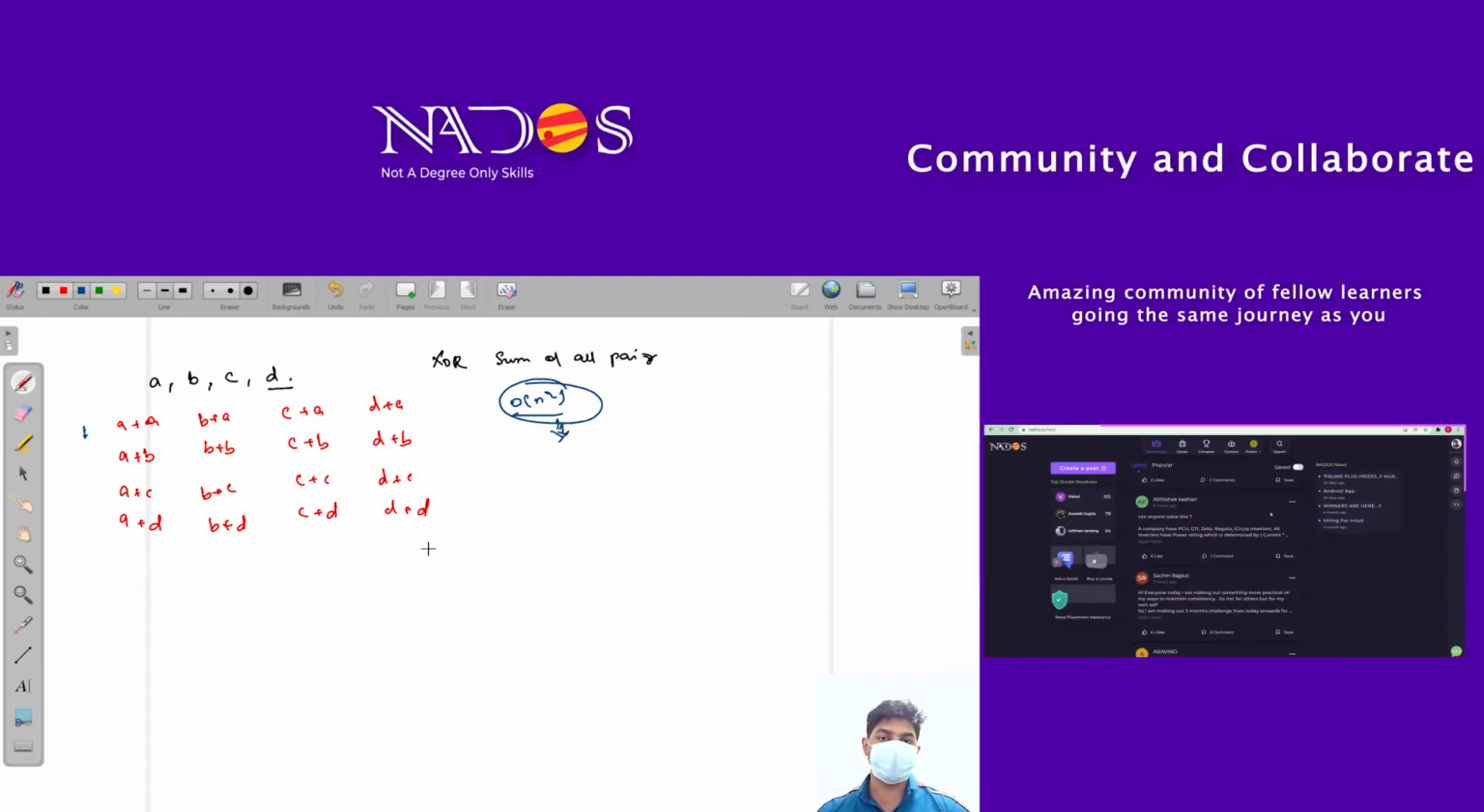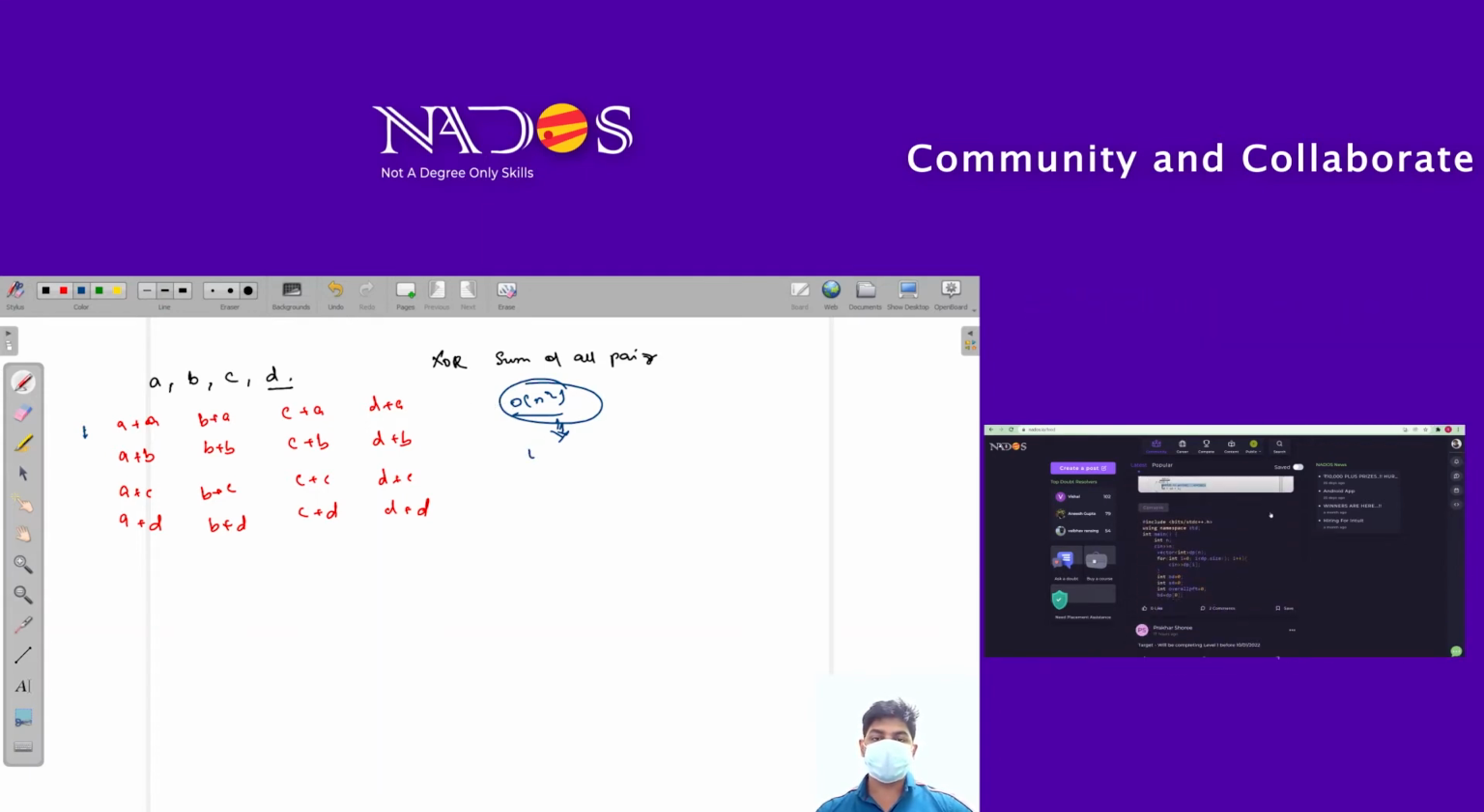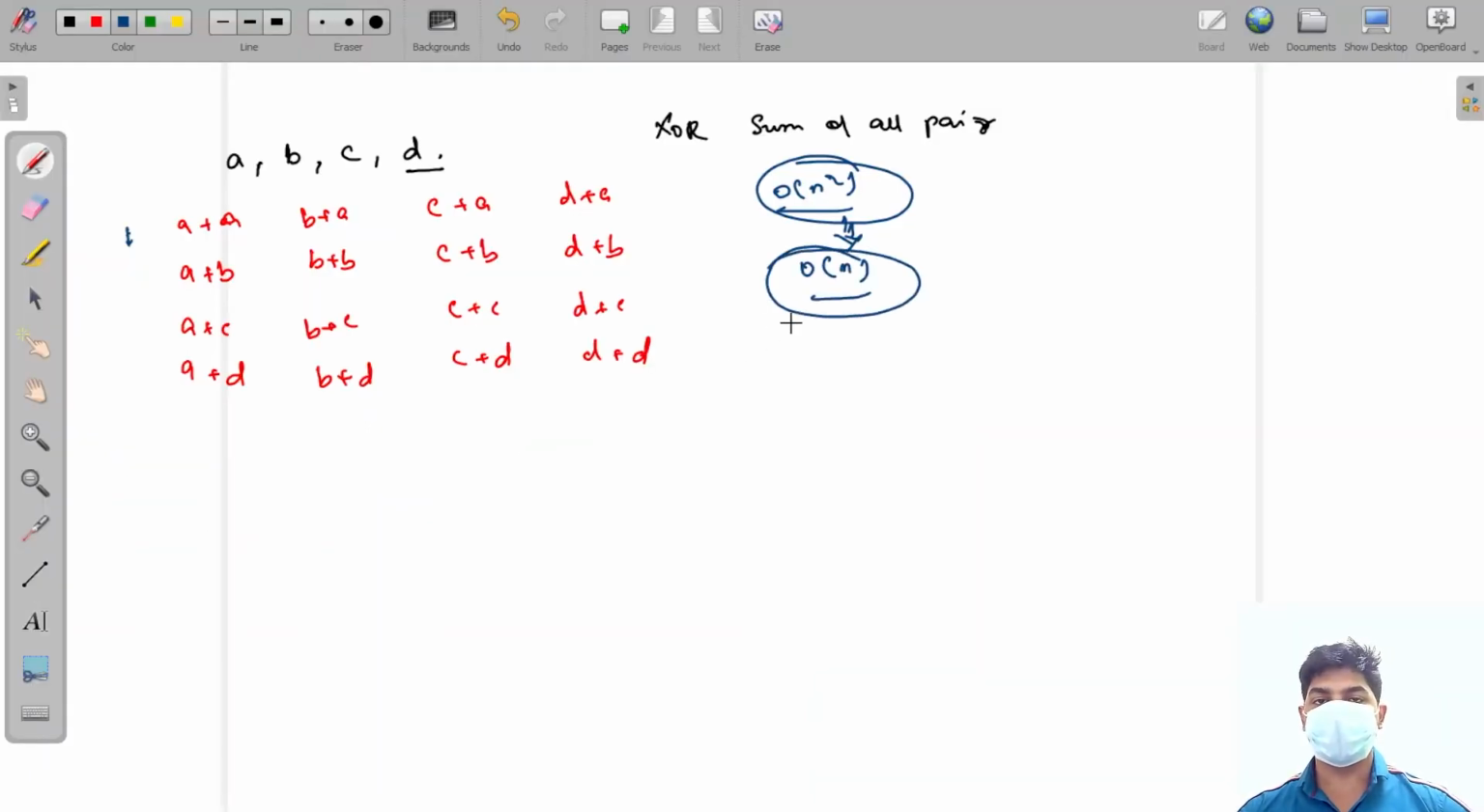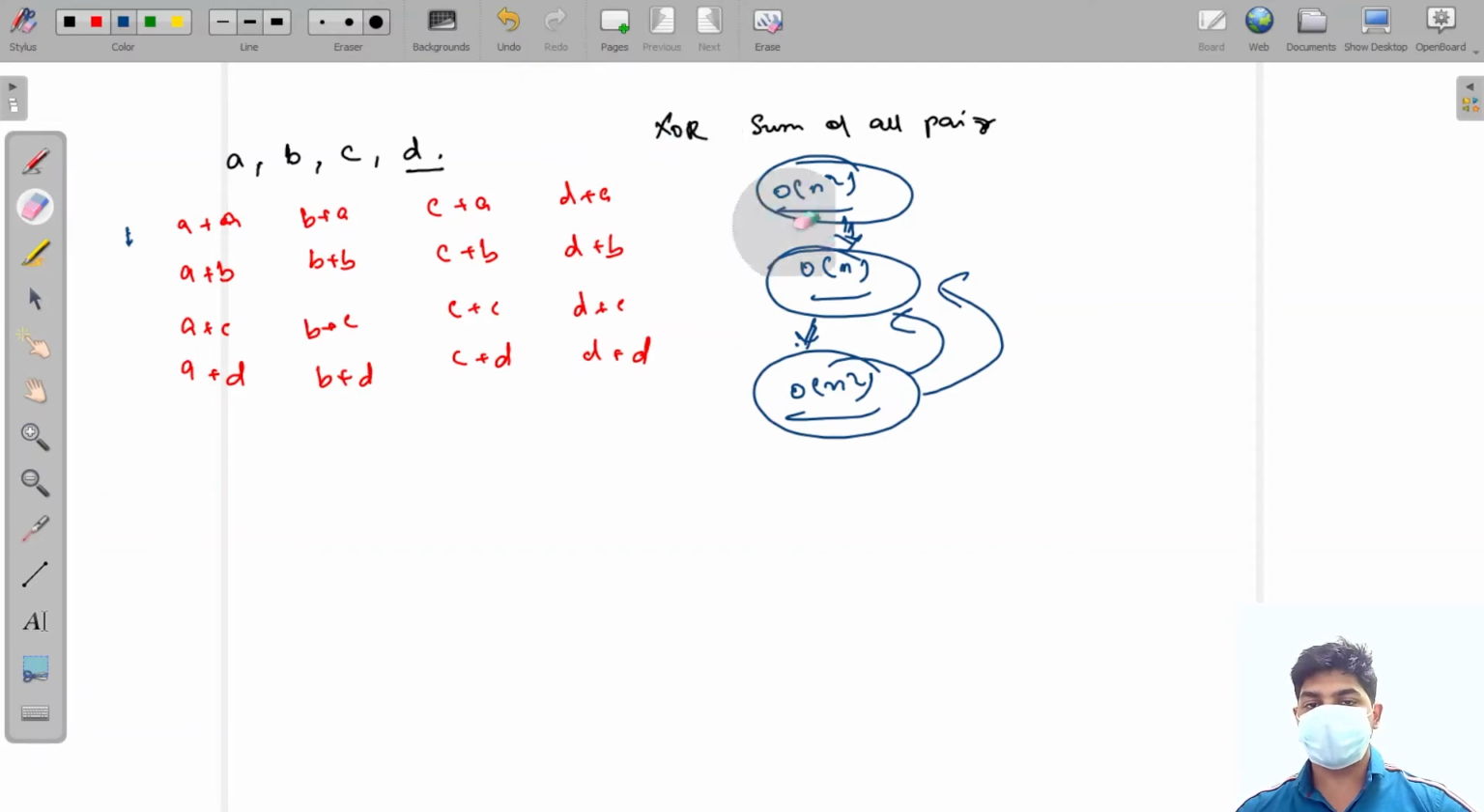We can optimize it. What we want to achieve is to do it in order of n time. But how can we solve it in order of n time? Because we need all the pairs, and only in calculating the pairs we will take order of n square time. So how will we be able to reduce our solution to order of n time? Let's see how.